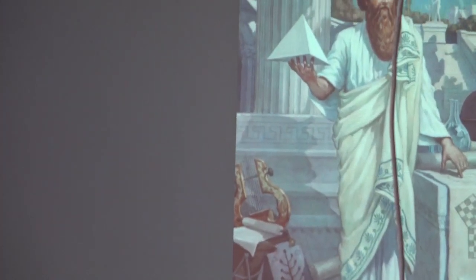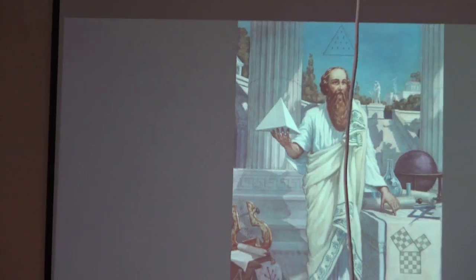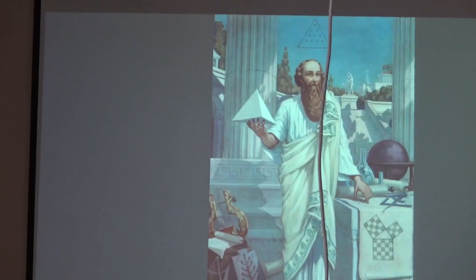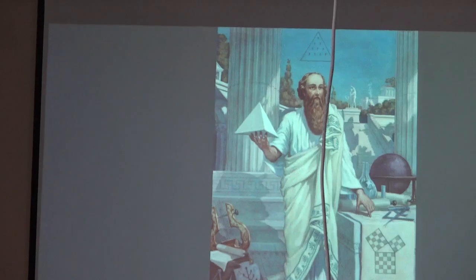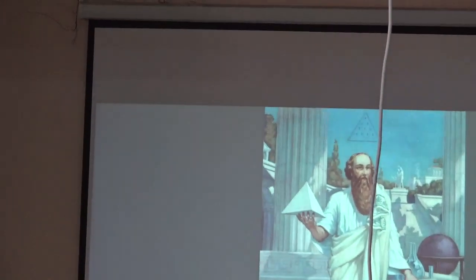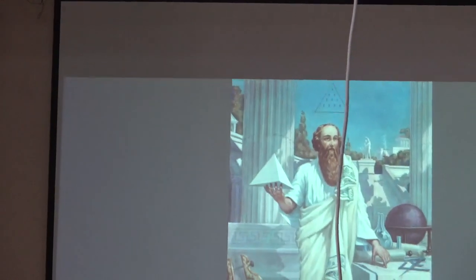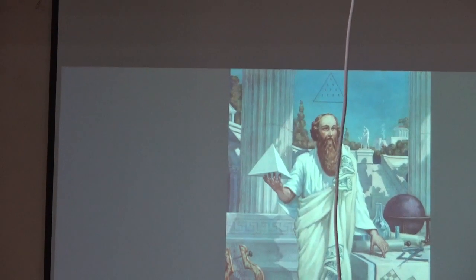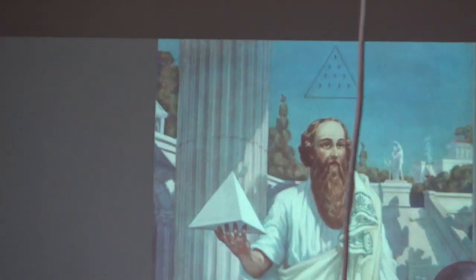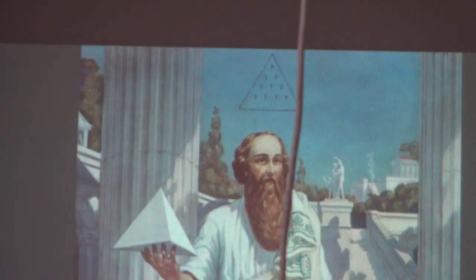And the highest of all is shown on his head. There is an equilateral triangle and there are 10 points in it arranged in 4 lines. They call it the Pythagorean decad.